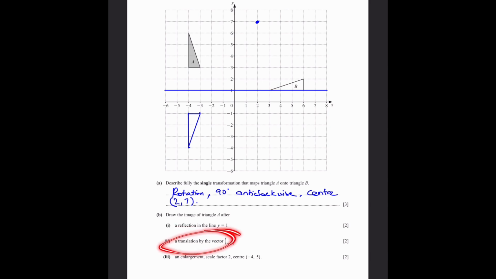Now for part 2, a translation by the vector (5, -7). This one's much more straightforward. The vector (5, -7) is just 5 on the x-axis and -7 on the y-axis. On the x-axis, a positive number means to the right, so you go 5 units to the right. And on the y-axis, a negative number means down, so 1, 2, 3, 4, 5, 6, 7 units down.